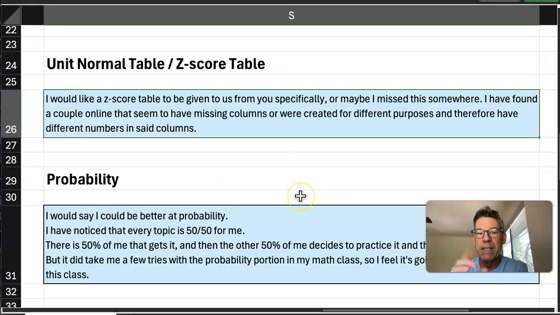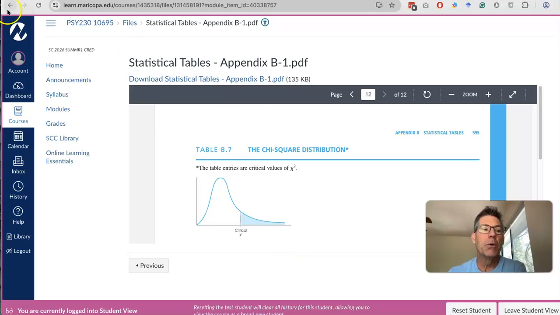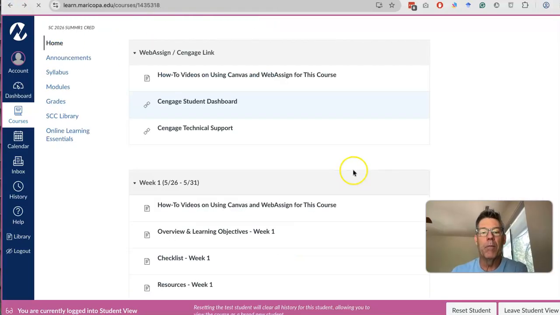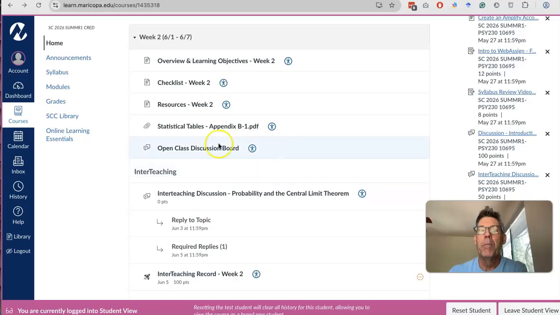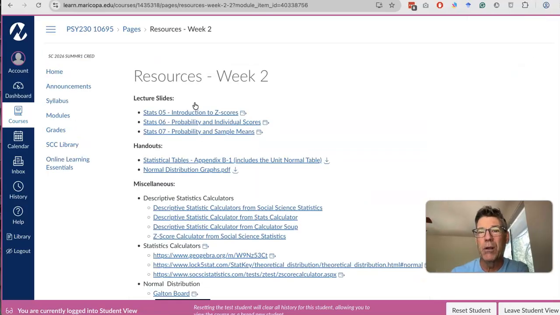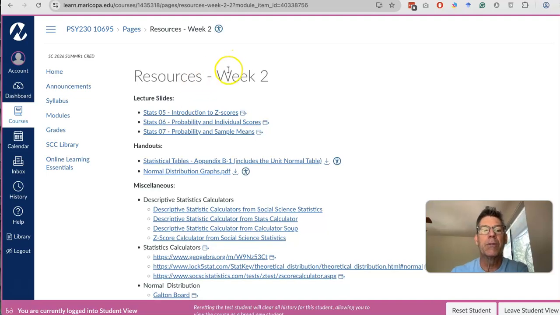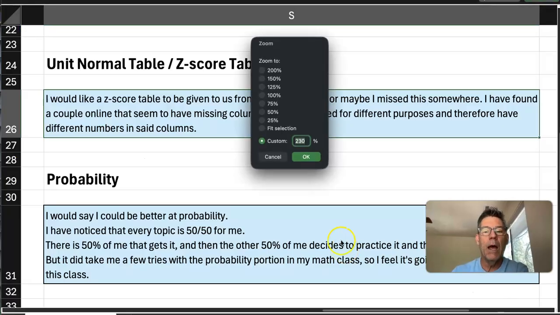Again, it is available right at the beginning of week 2 directly in the module, but you'll also find these tables every week from this chapter on in the resources. You'll see the statistical tables. So that's where you're going to find that.